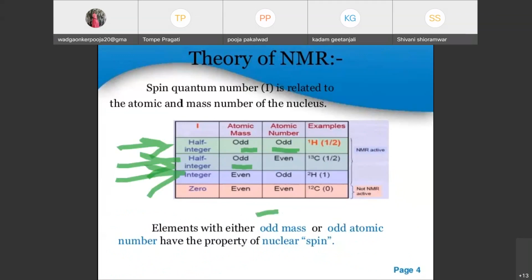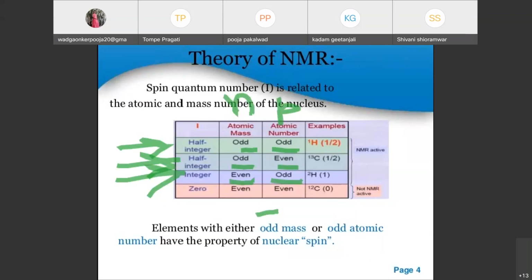Odd-odd, odd-even, or even-odd. These are the protons, these are the neutrons. Now you can look at the different numbers of protons and neutrons, like hydrogen, deuterium, tritium, phosphorus, and so on. Tell me: is C12 NMR active or is C13 NMR active?